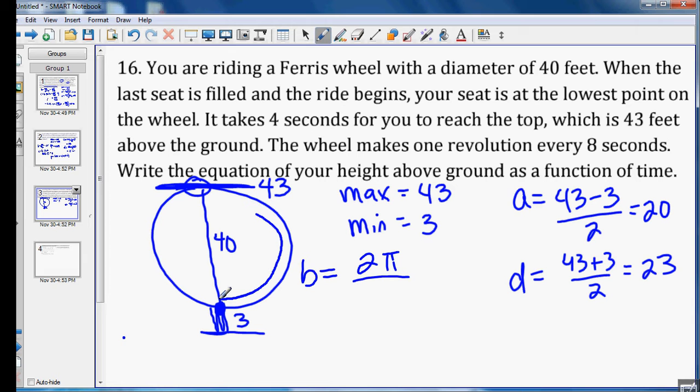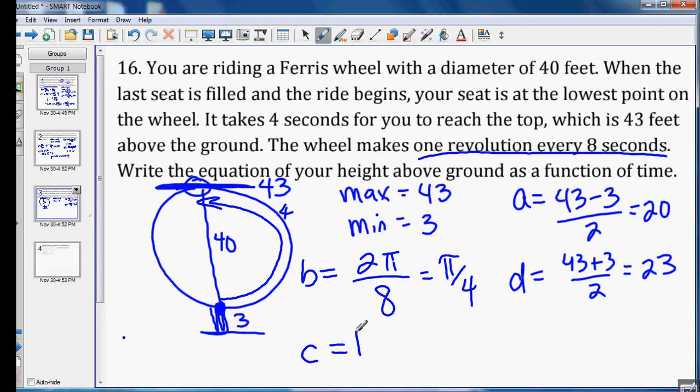Okay, so we've come to our most fun part, C. C is equal to B times the shift. Well, our B is pi over 4. And our shift, well, if you look, it says we start at the minimum. We start at the bottom of it. So we actually don't have to shift at all because we're already at the minimum at time 0. So our shift is again 0. So we have no horizontal shift, no phase shift.